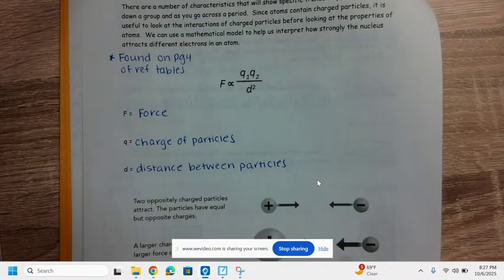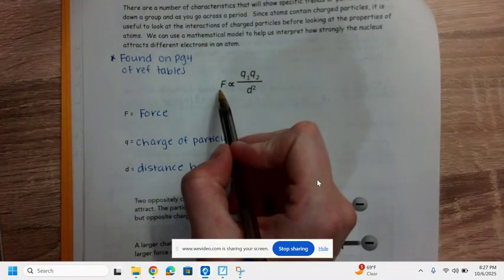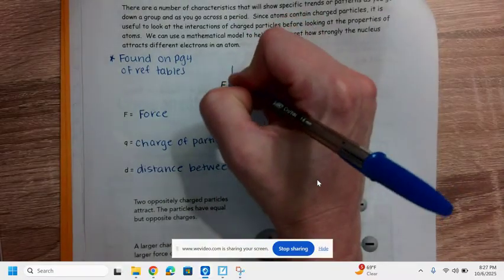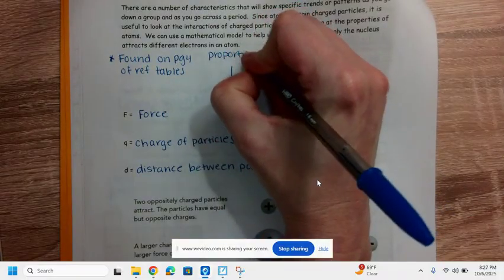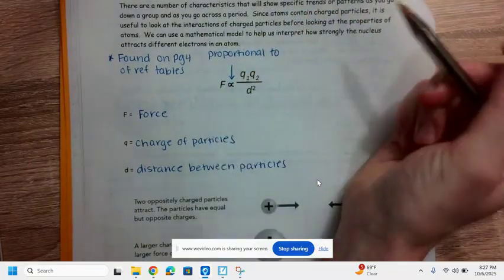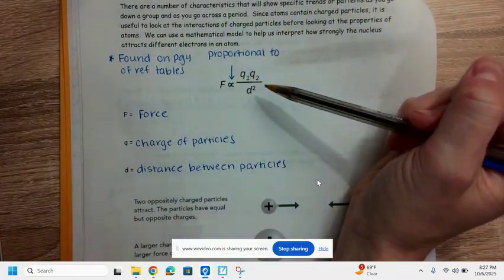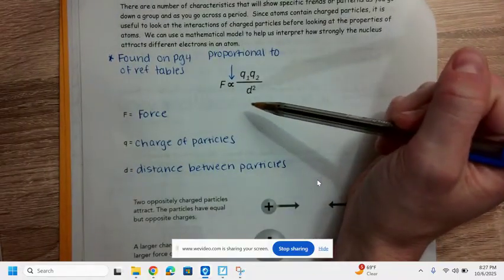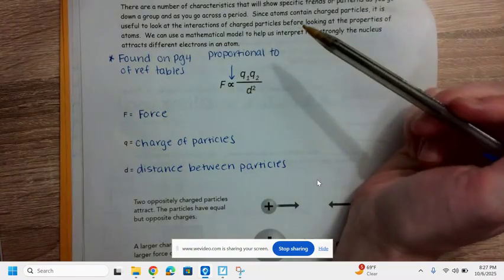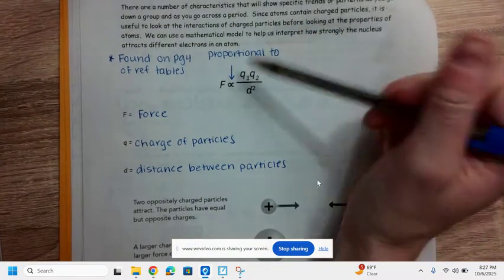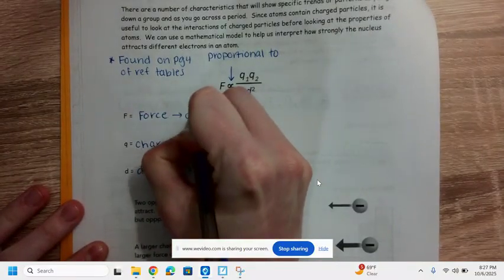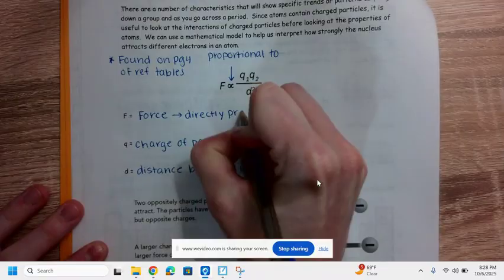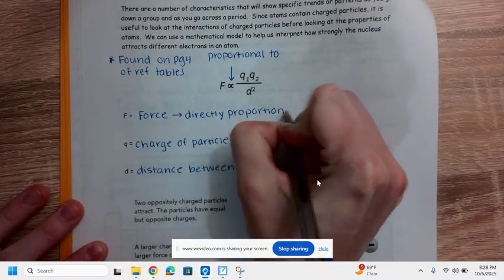So now let's look at how each of those variables is listed in this equation. Here we have F, that's our force, and then it's this symbol. This symbol means proportional to. And we have Q1 times Q2 on the top, and then d squared on the bottom. So how do we really look at this? Well, the force is directly proportional to the charge. So we're going to write directly proportional to the charge.